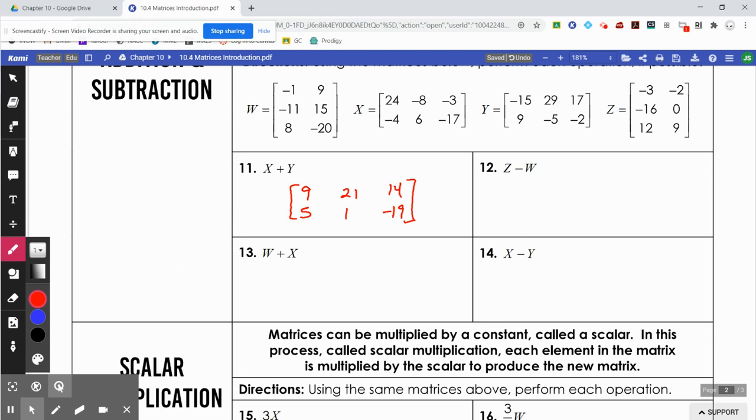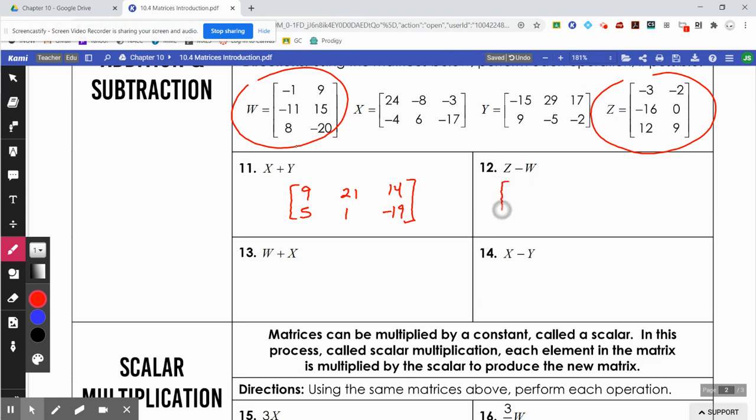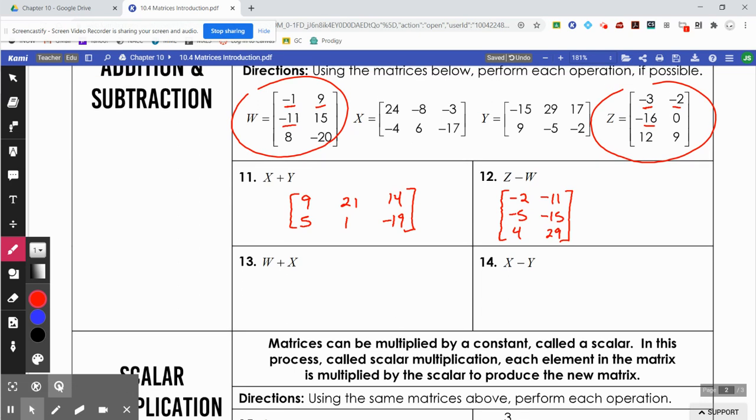Okay, number 12, Z minus W. Now here is Z and here is W. Do the exact same thing. You have a 3 by 2 minus a 3 by 2, and you can subtract them then. So negative 3 minus negative 1, that'd be negative 3 plus 1, which is negative 2. Negative 2 minus 9, that's a negative 11. Let me close my brackets there. Negative 16 minus negative 11, that's negative 16 plus 11, which is negative 5, and then just continue on with the same set of steps. And there's what you get.